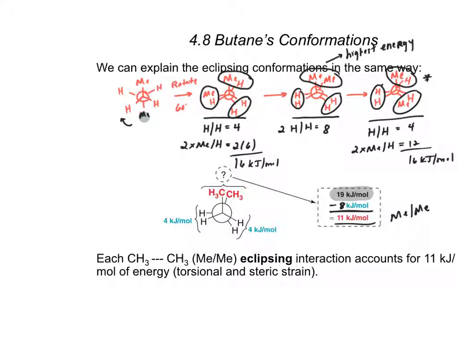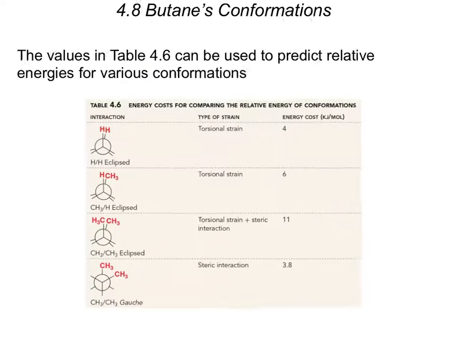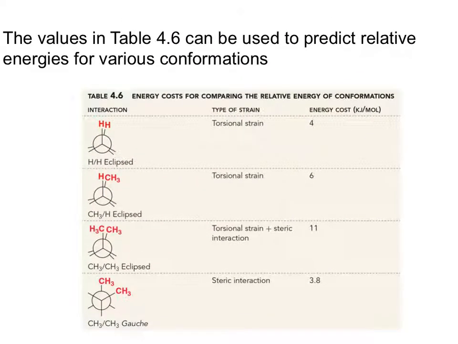Okay, so now, next slide, I've got a little summary of all of this that we've gone over. We talk about these various energy penalties. You can always use these as a nice little guide to help you out. So hydrogen-hydrogen eclipses, we've got methyl-hydrogen eclipses, methyl-methyl, and then that Gauche interaction as well, okay?